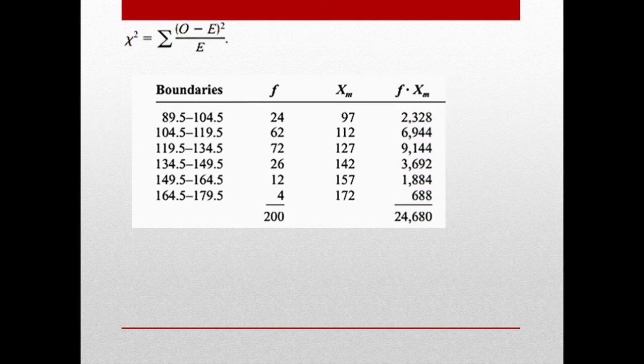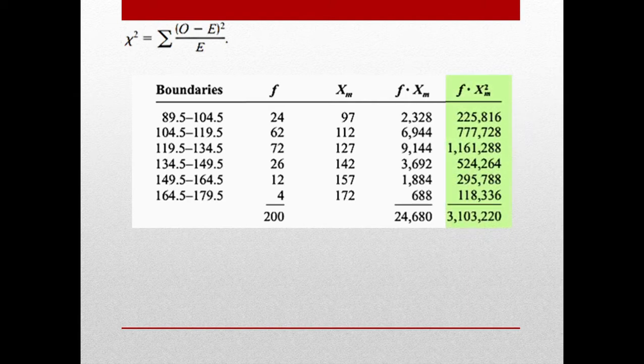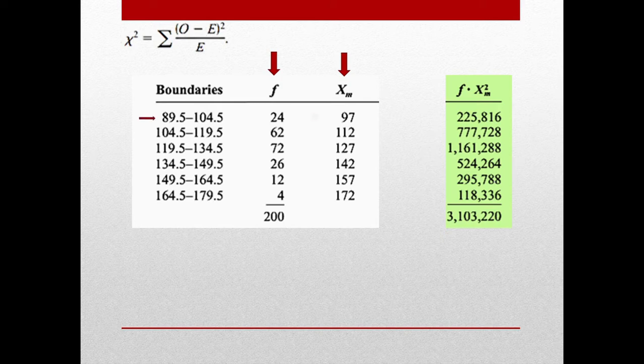And now for our next step, we're going to find the frequency times the midpoint squared. So let's focus on our frequency and midpoint. We have 24 times 97 squared is equal to 225,816. For frequency 62 multiplied by 112 squared is equal to 777,728.